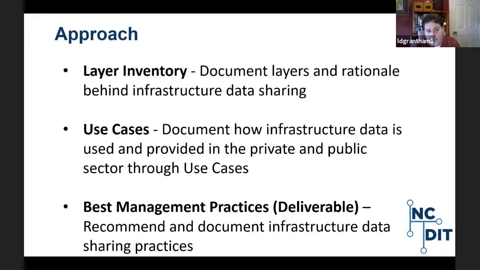And then the third thing is kind of the deliverable. We wanted to come up with kind of a best management practice, or a guide, or some guidelines, I guess is what I'm trying to say there, to recommend how infrastructure data, if it is available, how it may be shared, and then maybe get some idea of how important it would be to the betterment of each one of these agencies or each one of these areas. So kind of tying the layer inventory together with the use cases. So here's what data we have, here's how that particular data set could be used. So that's kind of where we're going.